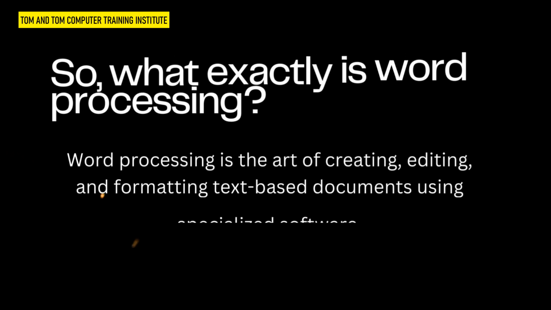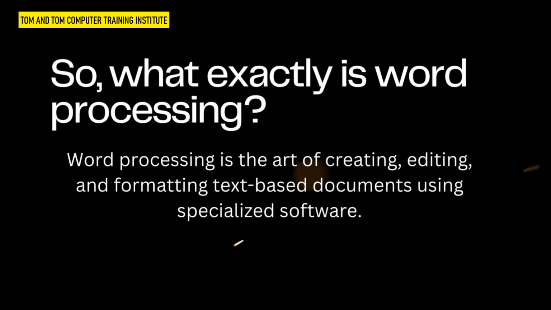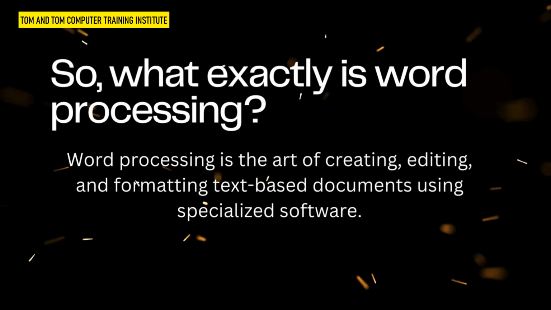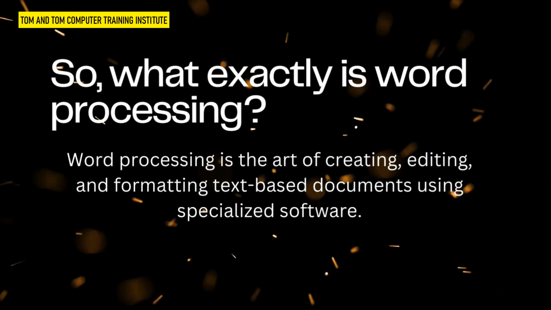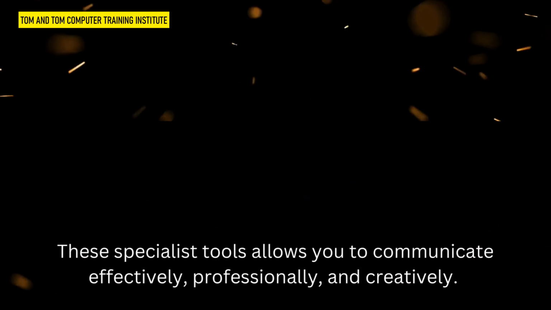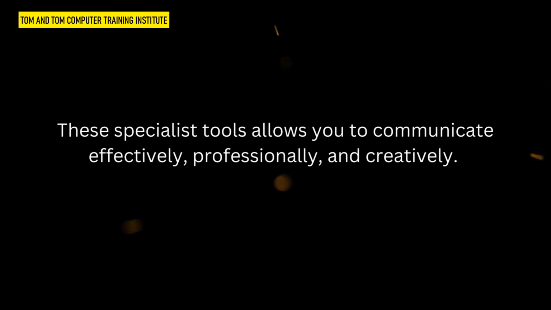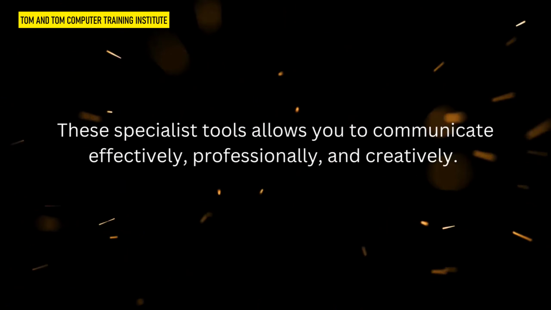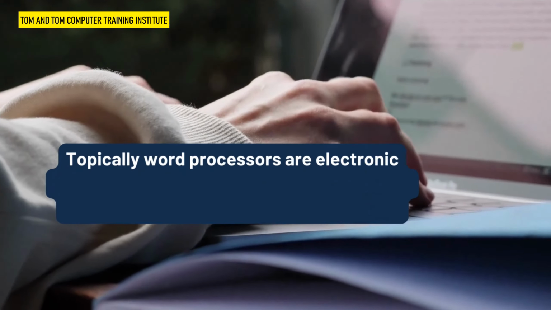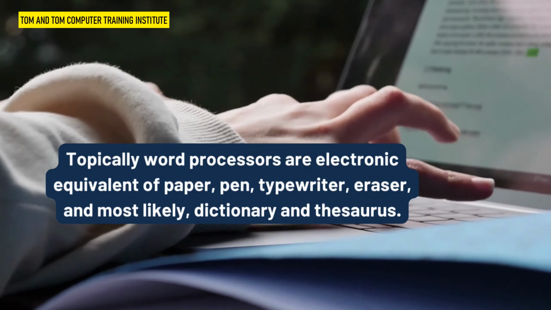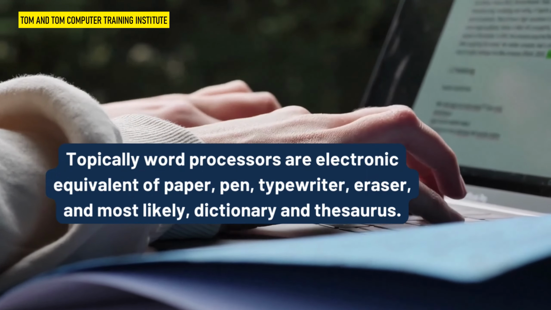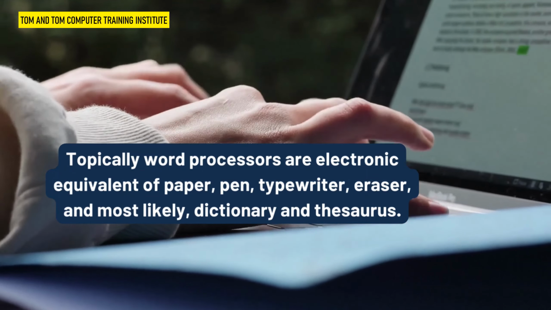So what exactly is word processing? Word processing is the act of creating, editing, and formatting text-based documents using specialized software. These specialized tools allow you to communicate effectively, professionally, and creatively. Typically, word processors are electronic equivalents of paper, pen, typewriter, eraser, and most likely dictionary and thesaurus.